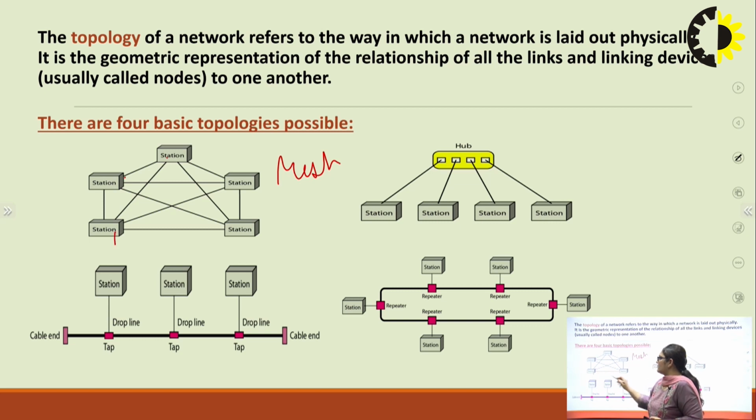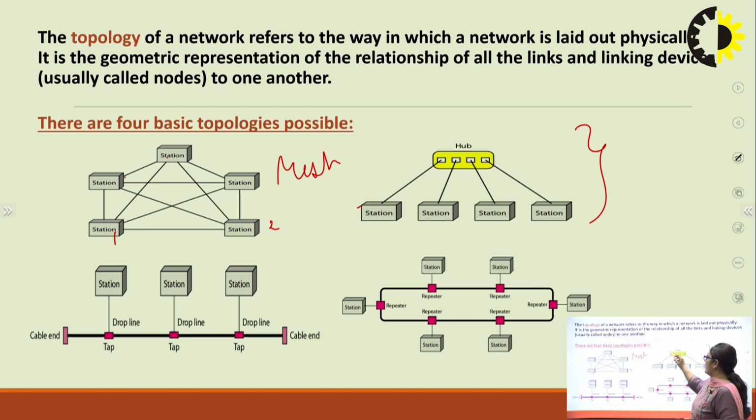Suppose station 1 has to send data to station 2, then it can send its data directly to station 2. Similarly, star topology also provides a point-to-point connection between a station and a hub. And the remaining 2 topologies, bus topology and ring topology, are multi-point topologies, in which the bandwidth of the cable or capacity of the resource is shared by multiple devices simultaneously.